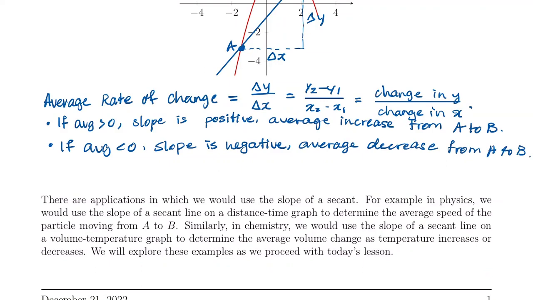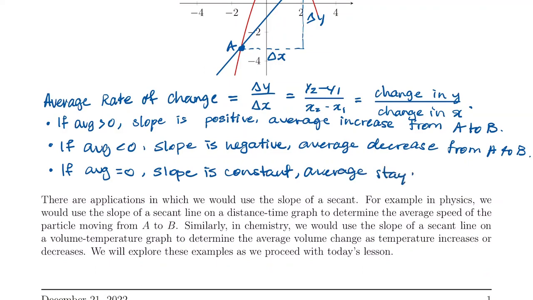The last case is what happens when the average is 0. If the average was equal to 0 instead, then the slope is constant. It does not change. That means the average stays the same from A to B.